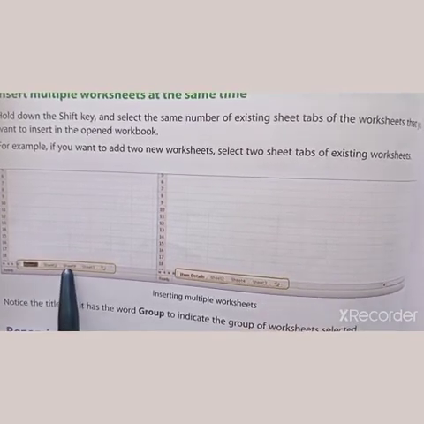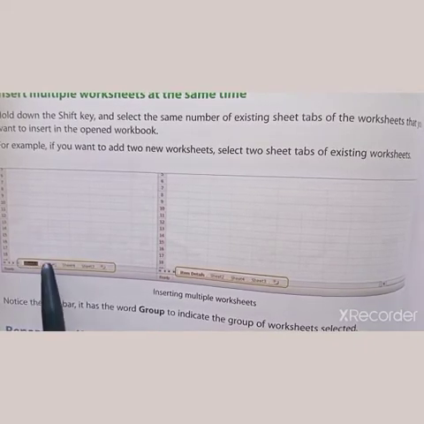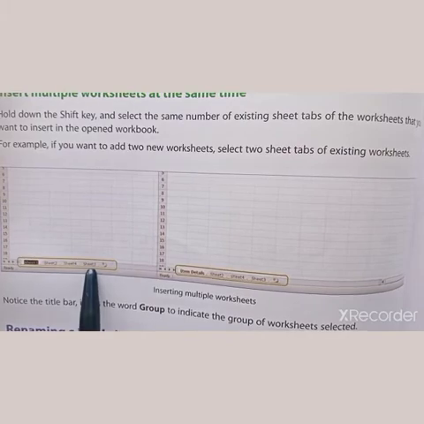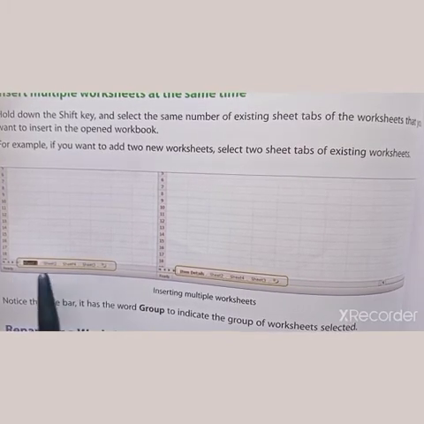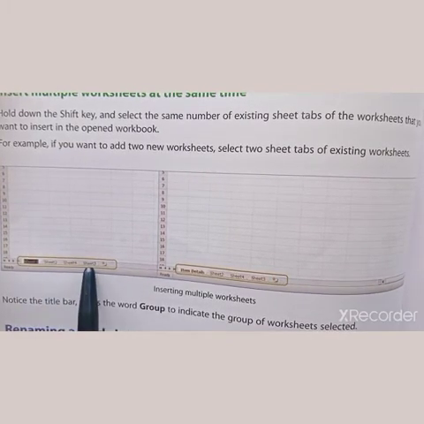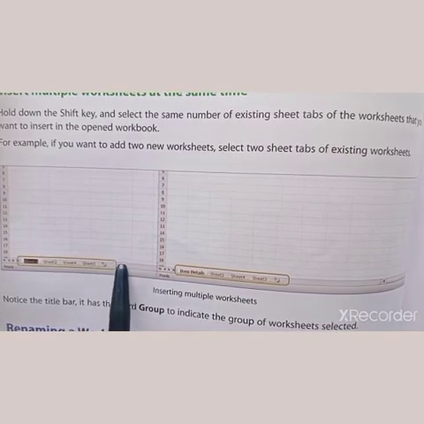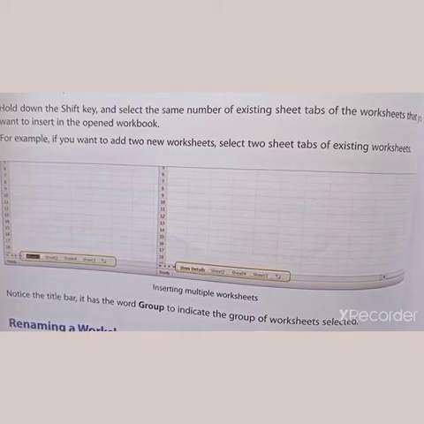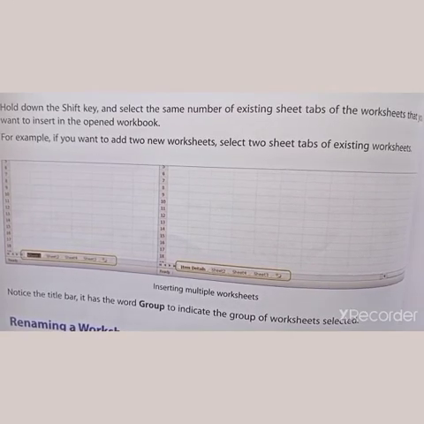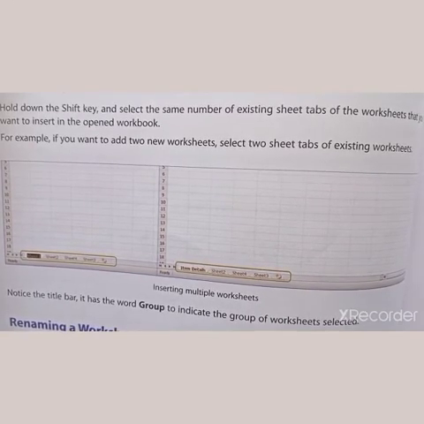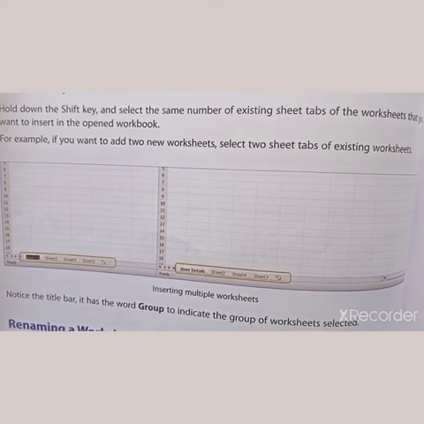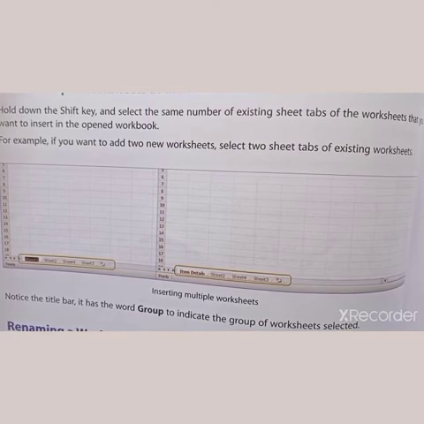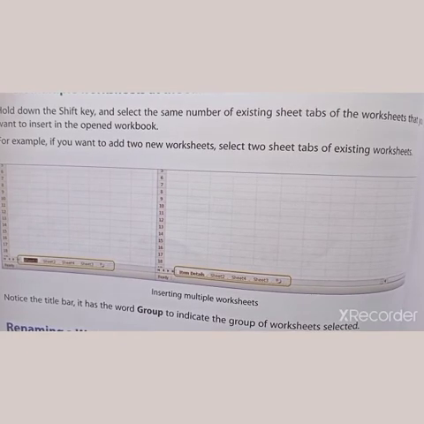For example, you can see over here there are 1, 2, 3, 4 sheets. When I hold down the Shift key and select these 4 sheets, I will get 4 more sheets inserted in my workbook. So this is the method to insert multiple sheets. And those 4 methods that we discussed earlier were for inserting a single sheet in a workbook.